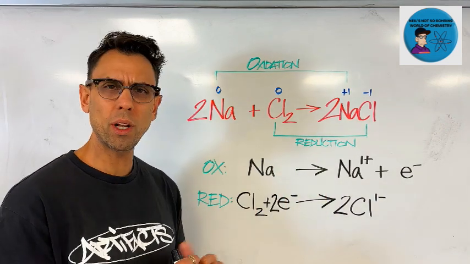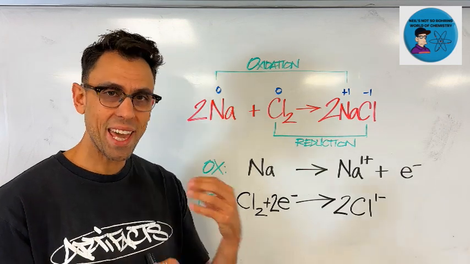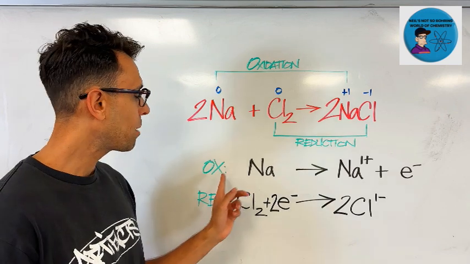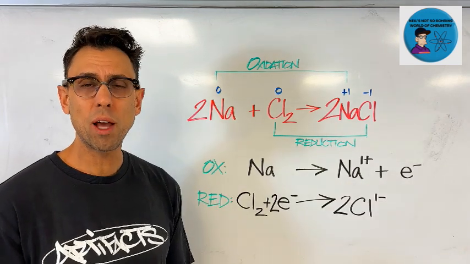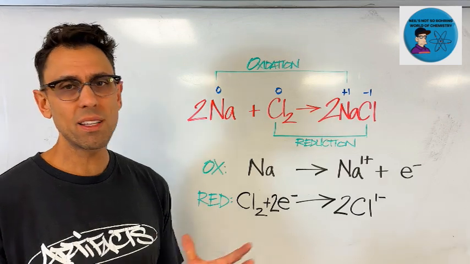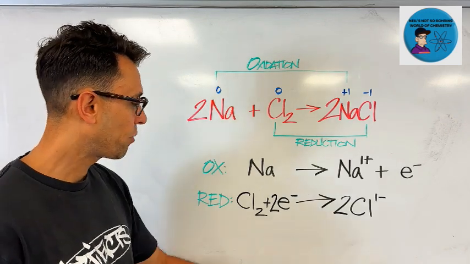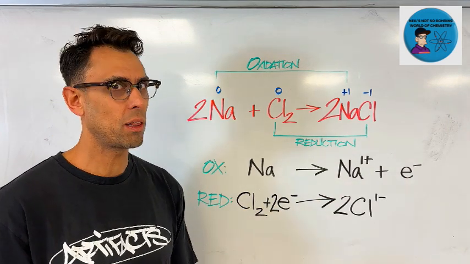came from the sodium, right? They weren't just added out of thin air. They came from the sodium atom that gave them away. And in my oxidation reaction, I only see one electron being lost. This doesn't make sense, again, in accordance with the law of conservation of matter. If 2 electrons were gained, 2 electrons had to be lost.